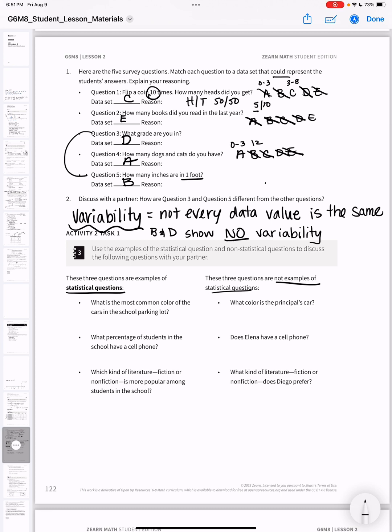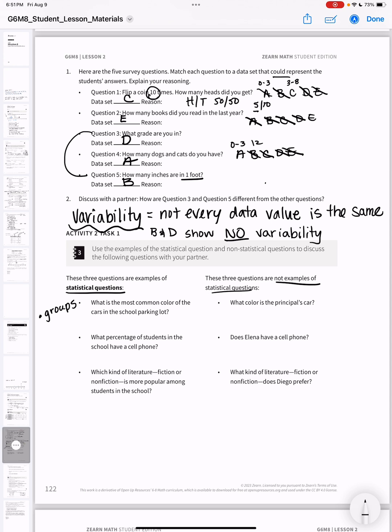Statistical questions. What is the most common color of the cars in the school parking lot? What percentage of students in the school have a cell phone? Which kind of literature, fiction or nonfiction, is more popular among students in the school? So these questions here can be put into groups, right? You can categorize some of them.